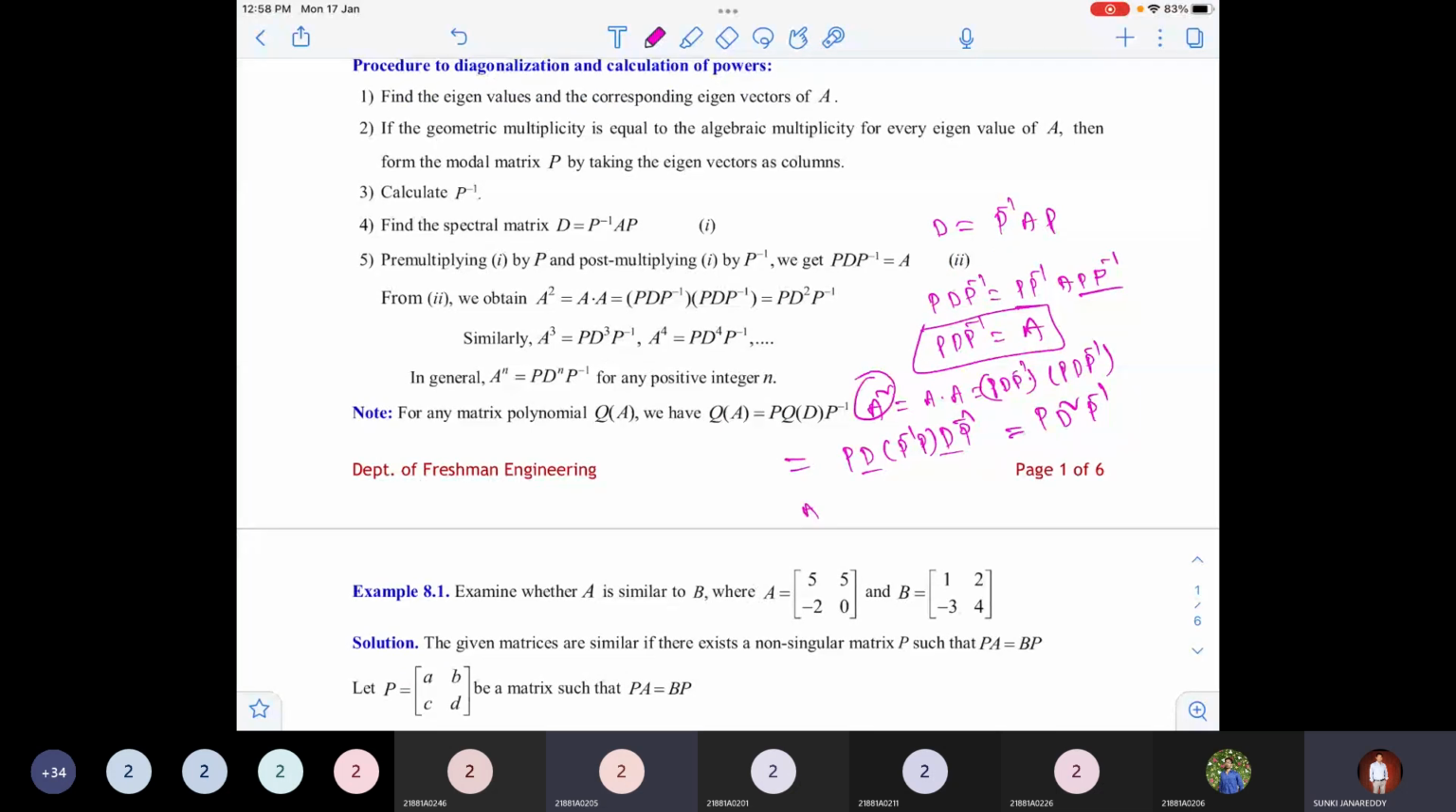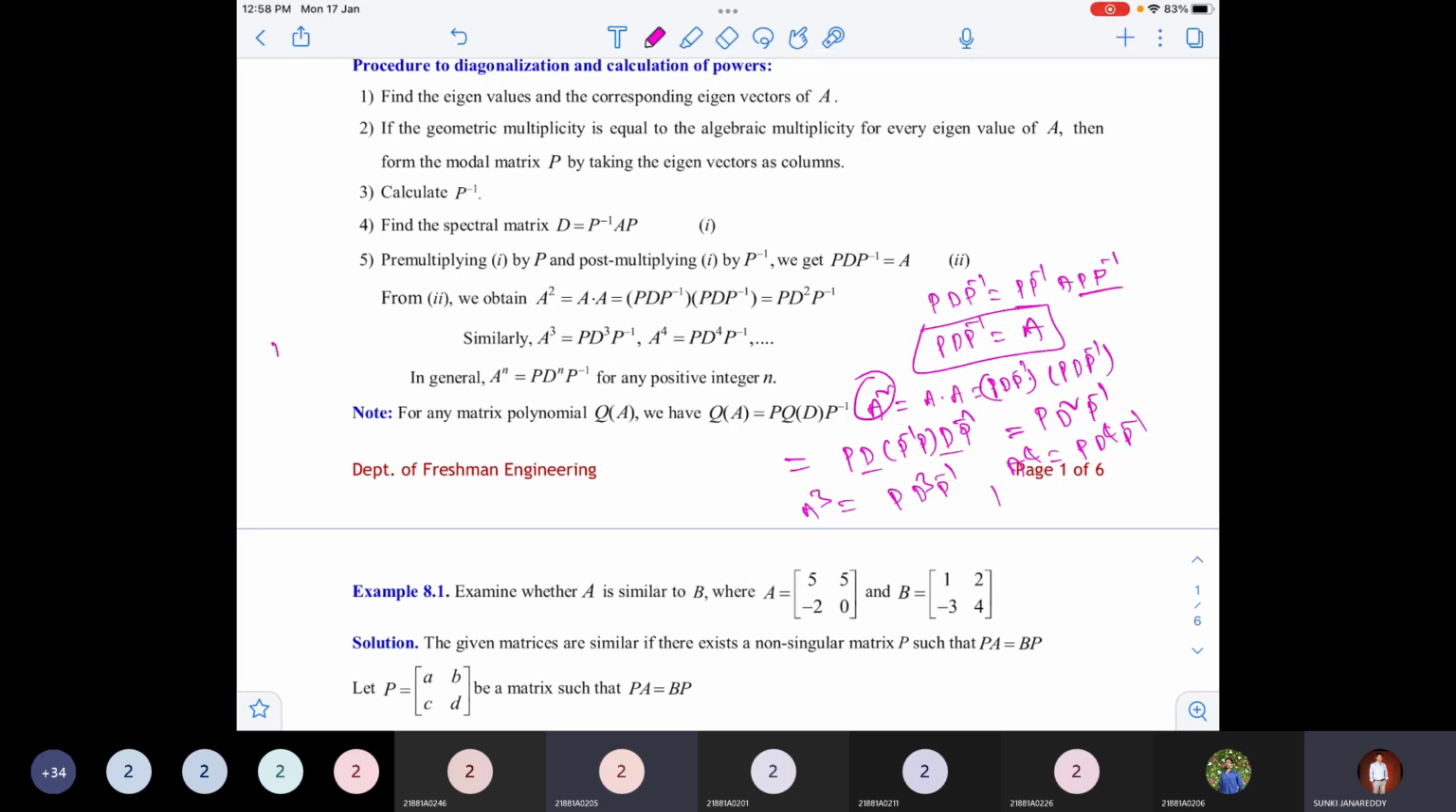Similarly, A cube also you can write. A cube means P into D cube into P inverse. Here A power 4 is equal to P into D power 4 into P inverse. Like this you can calculate up to nth power. Here it is the general formula, and by using this formula we can find the powers of a matrix.